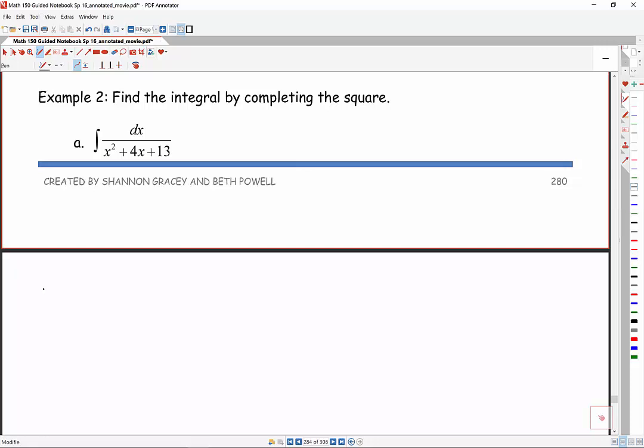So here, what we would do is we would say, okay, let's complete the square. So when we complete the square, we'll have x squared plus 4x plus 13 equals. So x squared plus 4x, and then, actually there's not going to be enough room, sorry.